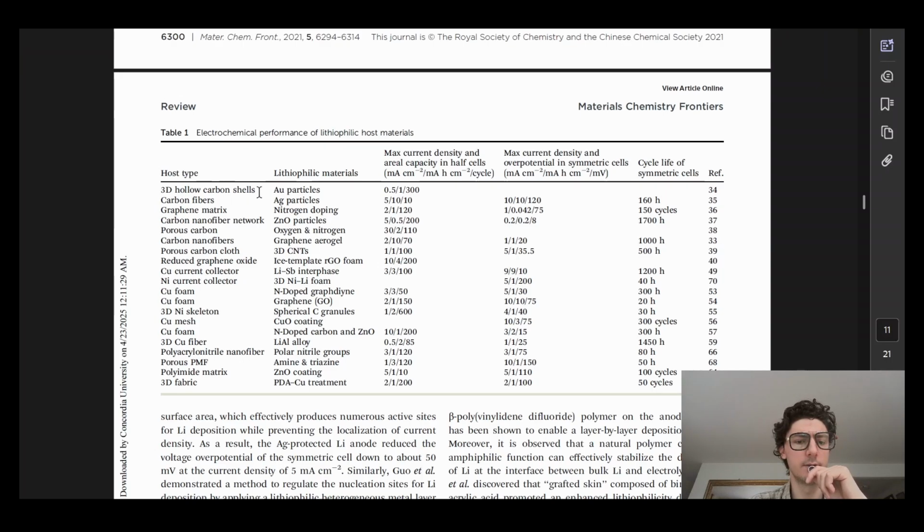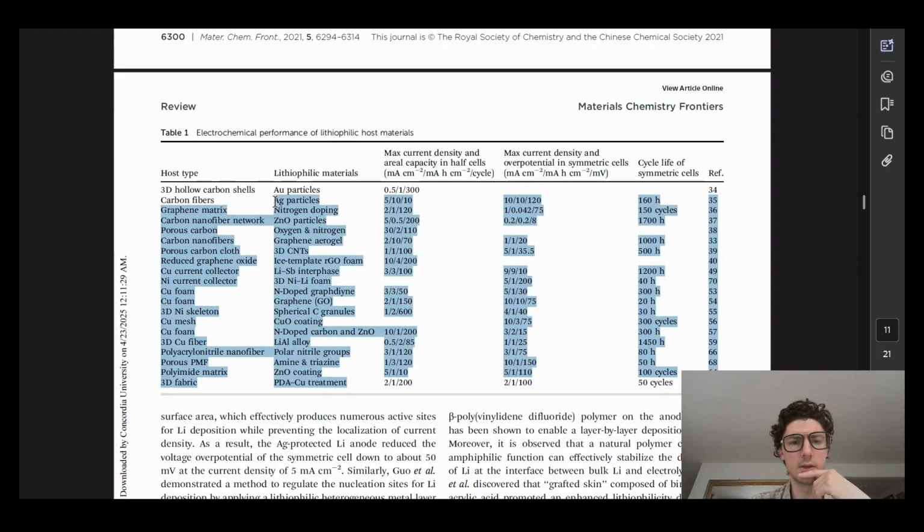Is there a carbon... Is there copper cloth here? Copper, carbon. Okay. Lithiophilic materials, we got gold nanoparticles, silver nanoparticles, nitrogen doping, zinc oxide nanoparticles, oxygen, graphene, copper oxide, zinc oxide coating.